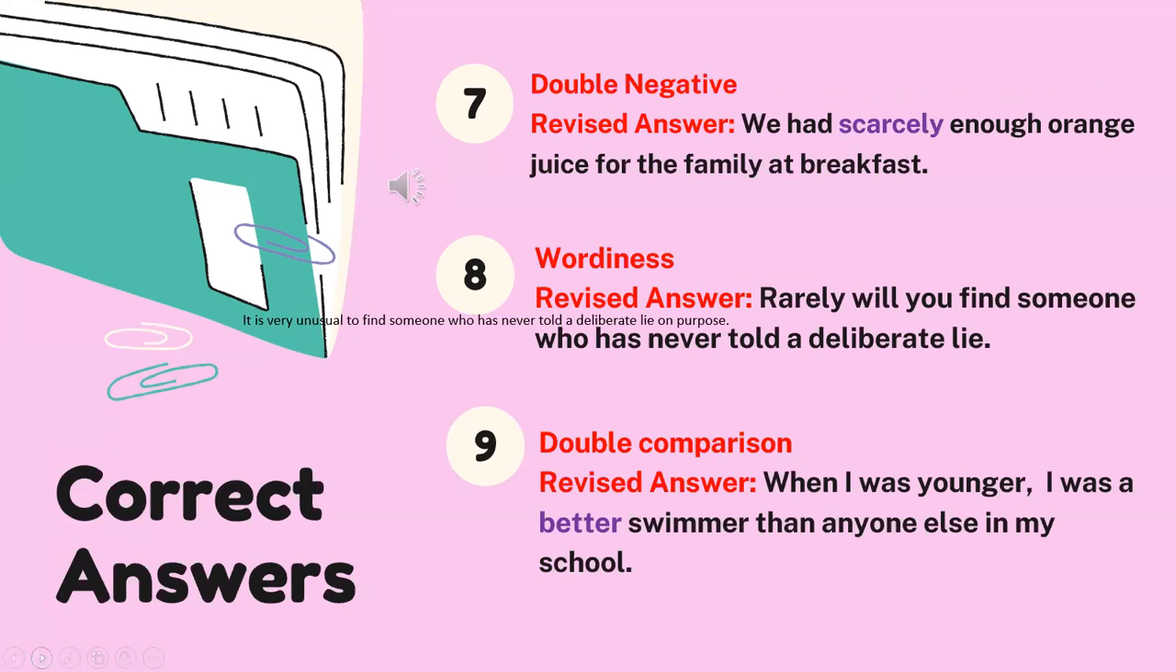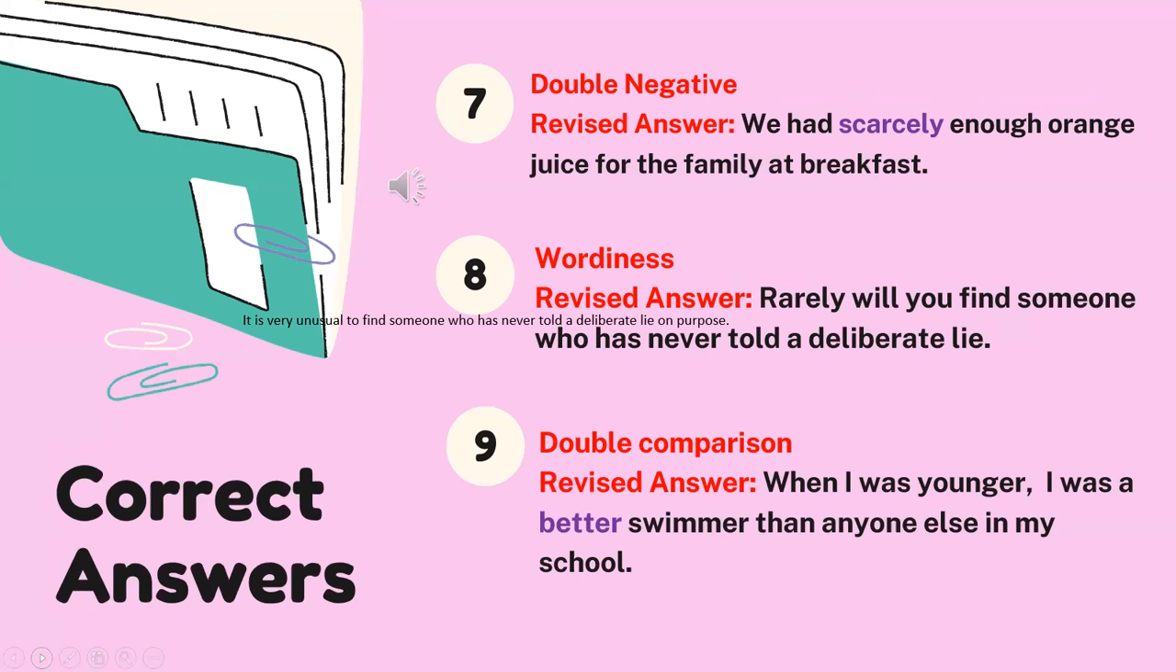Number 7, the correct answer is double negative. Instead of saying we hadn't scarcely, just retain one negative word. We had scarcely enough orange juice for the family at breakfast. You can also say we hadn't enough, but as long as it's one at a time. Number 8, we have wordiness.